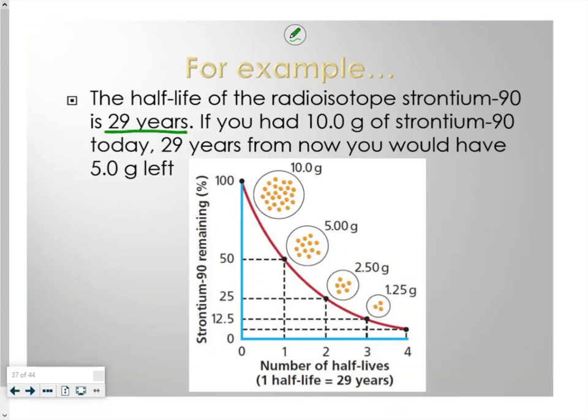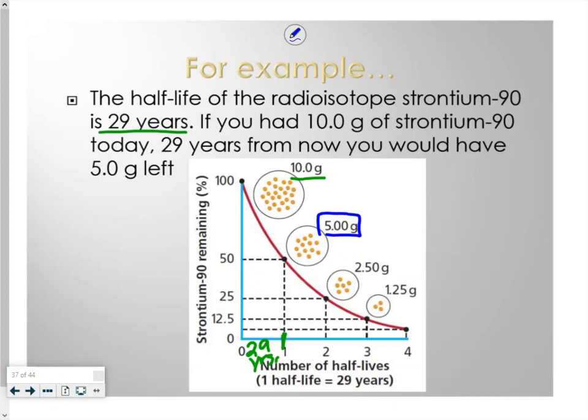So basically, if we start out with a 10-gram sample here, and we go one half-life, which is down here, that interval is 29 years. Okay? And in that process, half of the sample is now no longer the radioactive isotope. It is now the daughter element, the stable one. So only half, 5 grams of the original sample is left.